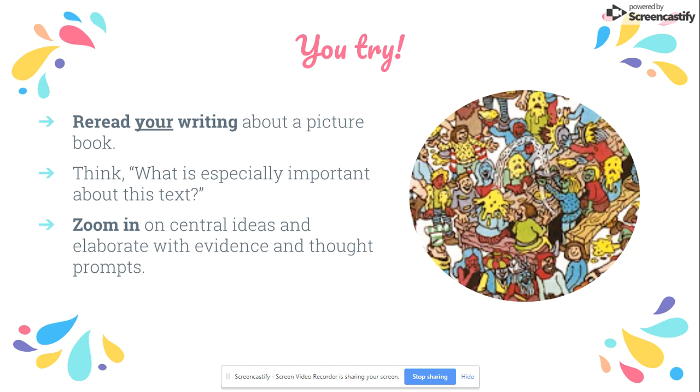And that's what you'll spend most of your time working on during writing workshop today, continuing to journal by focusing in on the big ideas and elaborating on those to bring them out.